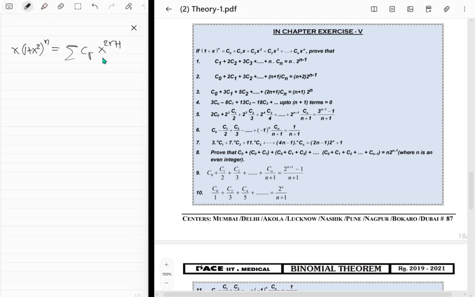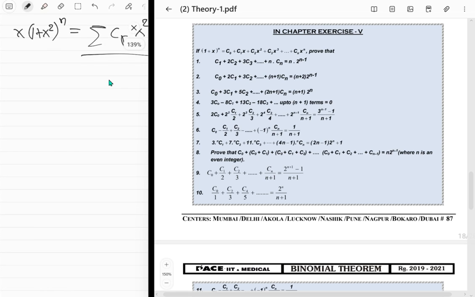So for n, this term would be C_n x power 2n plus 1. If you differentiate that term, you will just get (2n plus 1) times C_n, and then x power 2n. When we put x equal to 1 in that term, you will just get (2n plus 1) C_n, exactly what we're looking for. So just differentiate this thing and put x equal to 1.